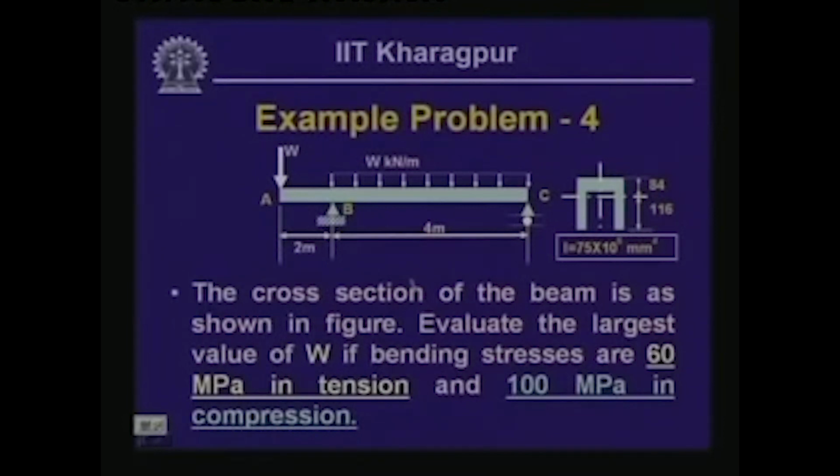This is a beam which is subjected to a uniformly distributed load of W kilonewton per meter, and at this point we have a load of W, having a cross section for which the distances from the neutral axis are given, and the moment of inertia with respect to the neutral axis is given. You will have to compute the value of W so that the stresses do not exceed the limiting values.